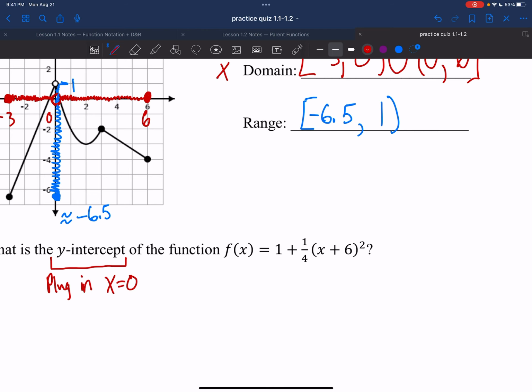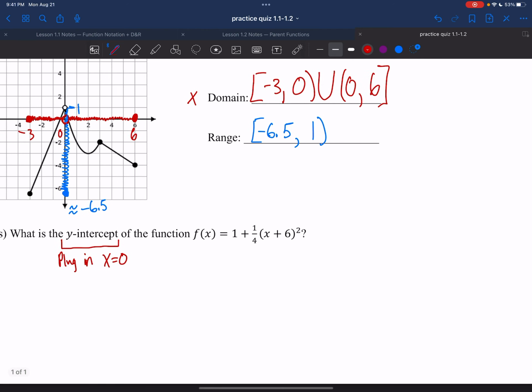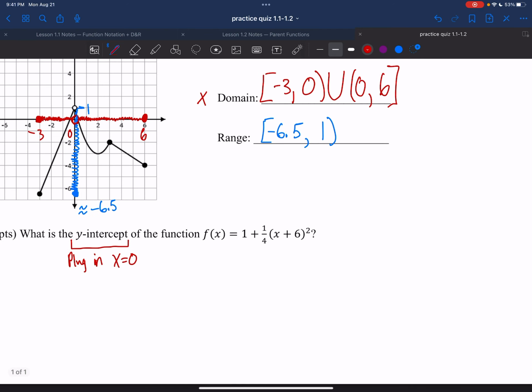Sorry, I didn't like the spacing. Okay, so what is f of 0? F of 0. I just substitute 0 for x. So it just becomes order of operations. I say 1 plus 1/4 times 0 plus 6 squared. Of course, 0 plus 6, we know what that is. That's just 6 squared. Remember PEMDAS, right?